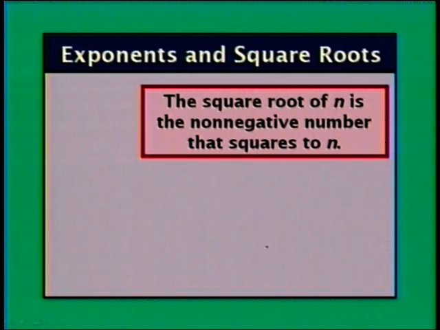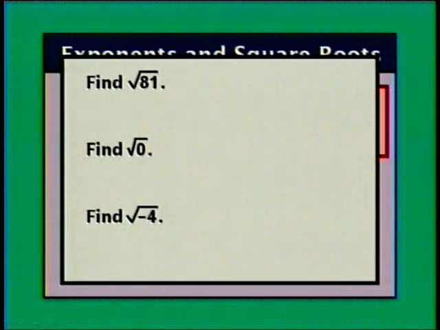We also talked about square roots. The square root of n is the non-negative number that squares to n. So suppose we wanted to know what's the square root of 81. Well, there's two real numbers I can square that result in 81. 9 squared is 81. Negative 9 squared is 81. By definition, the square root of 81 is the non-negative number that I square that results in 81. That would be positive 9.